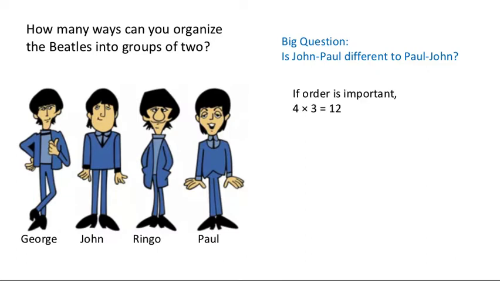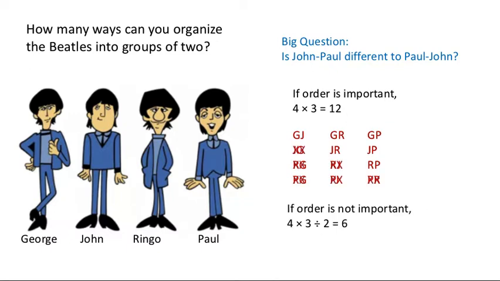Okay, well, if order is important, if John Paul is different to Paul John, then there's 12. Because there's 4 people you could choose first. You choose John first, George first, Ringo first, or Paul first. And then there's 3 people that you could choose to partner with him. Okay, so if order is important, then it's 4 times 3, there's 12 different ways. If order is not important, we can cross out half of these. It's 6, because everything's double, so it's 6.